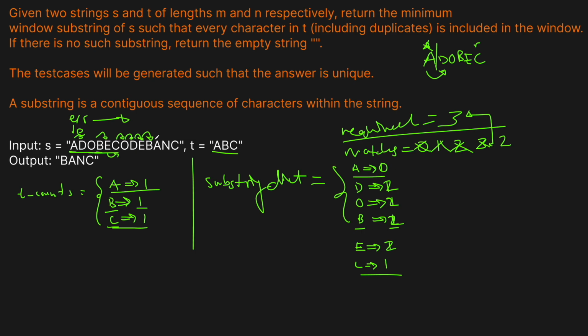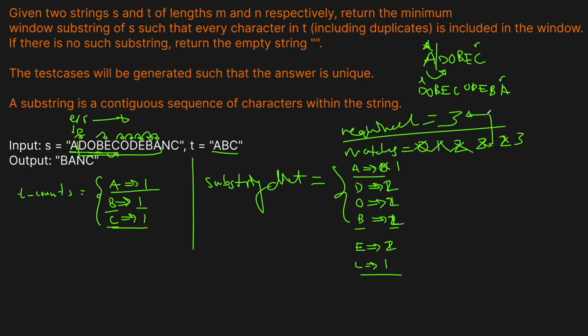So now we get to our A again, and A's count becomes 1 again. Now we have 3 matches. So now we have a new substring, right? This D up until A. So we have this substring D, O, B, E, C, O, D, E, B, A. Remember that our left pointer is here at the D, and our right pointer is here at the A.